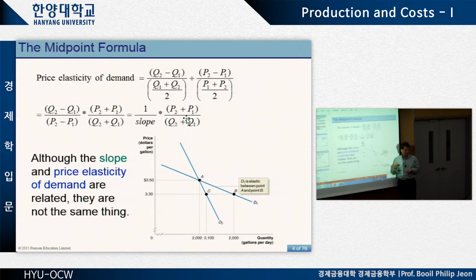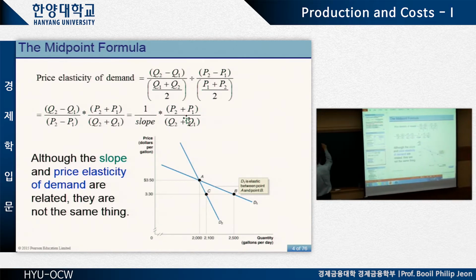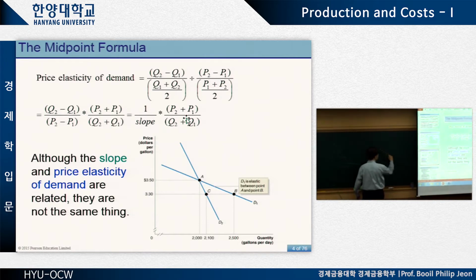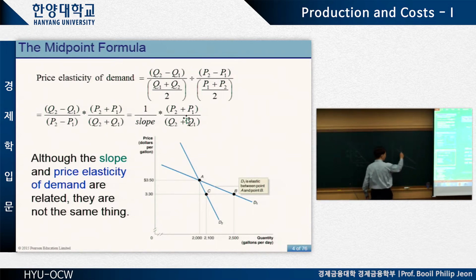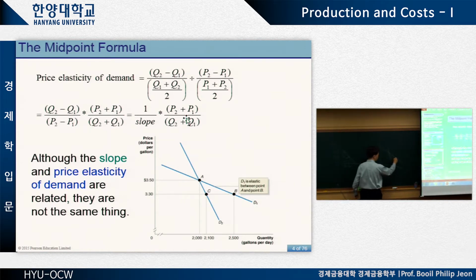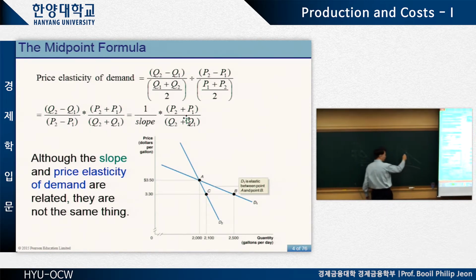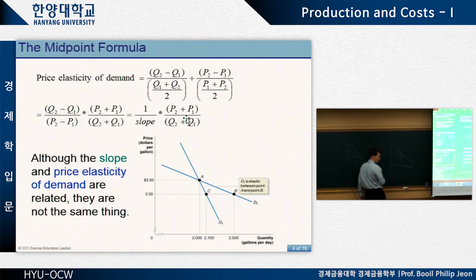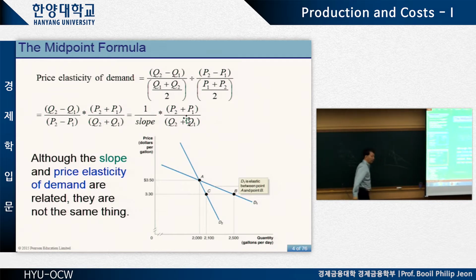You know that, right? Let's say if we have these two lines, and if this is 5, and if this is 1, and let's say this is 5.